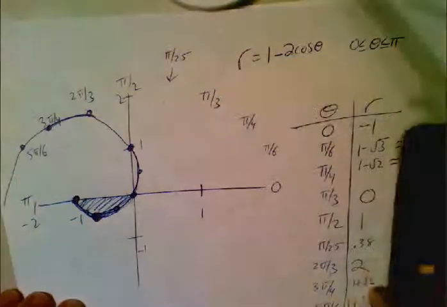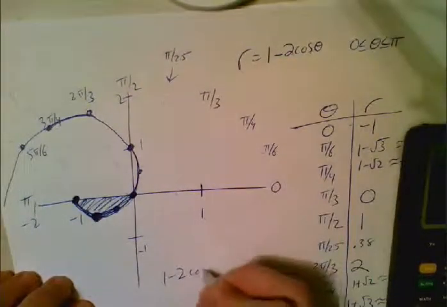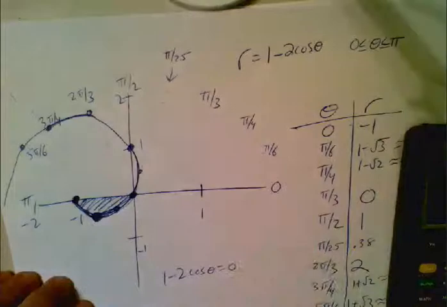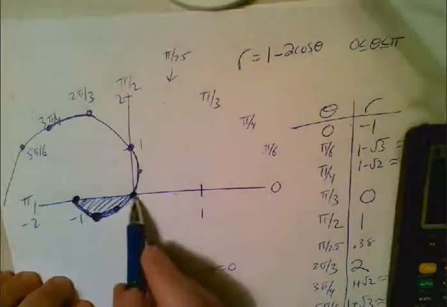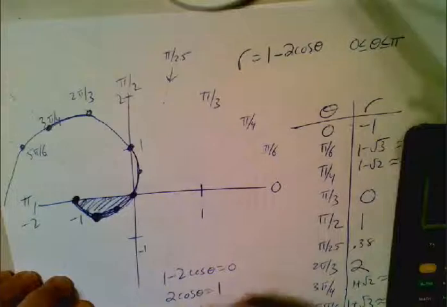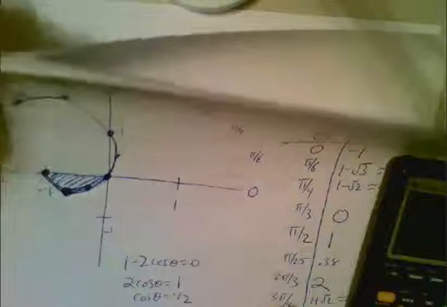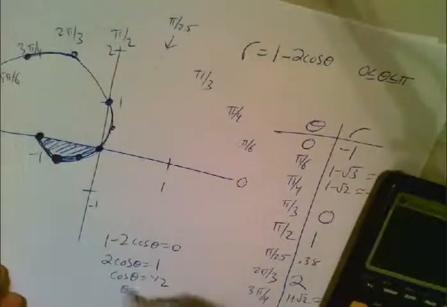And what I would have done, normally I would literally just take this: when is 1 minus 2 cosine theta equal to 0? And that's how I know to find where that point is. So that would be 2 cosine theta equals 1. Cosine theta equals a half. When does cosine theta equal a half? When theta equals pi over 3.